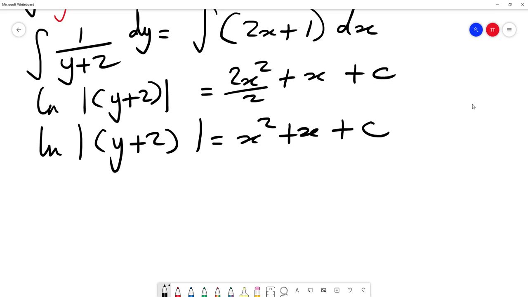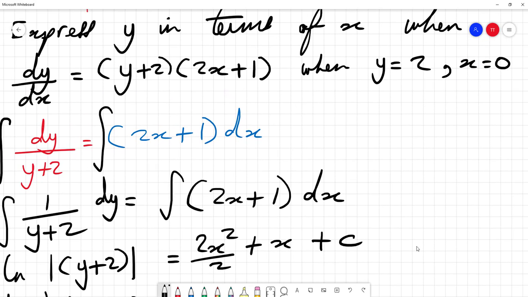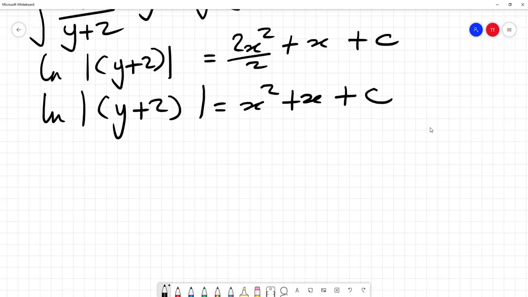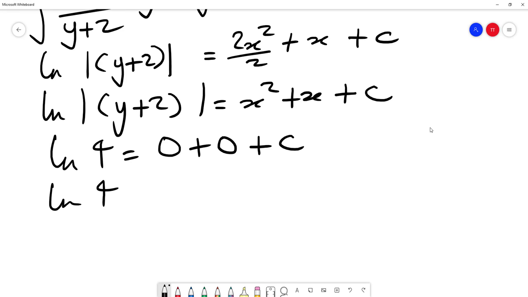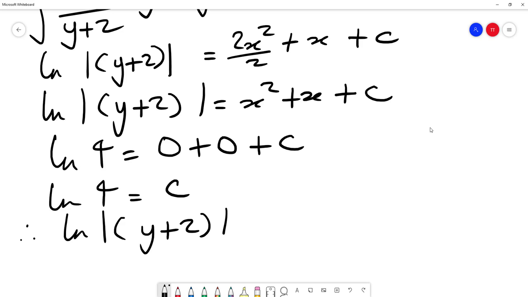Now we need to go back and read our boundary conditions: y equals 2 and x equals 0. So we can say that ln 4 equals 0 plus c, so ln 4 equals c. So we can say therefore ln (y plus 2) equals x squared plus x plus ln 4. But here's the key thing: they want the solution in terms of y.